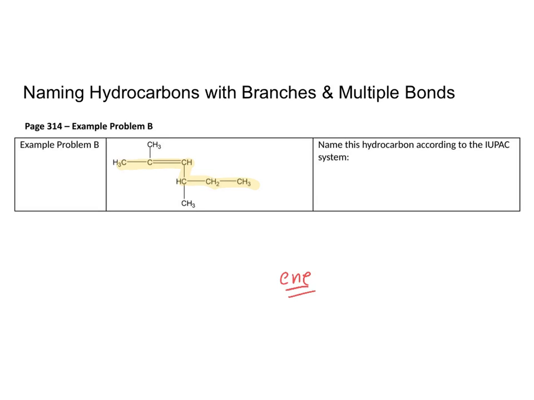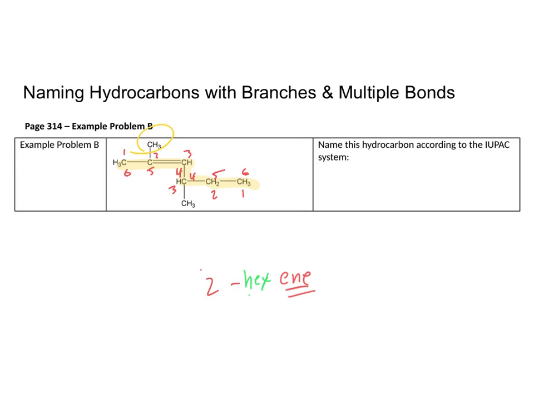So I'm going to say that the longest continuous chain is 6. So it's a hexene. We do have to tell the world where that multiple bond is. So I'm going to start counting 1, 2, 3, 4, 5, 6, or 1, 2, 3, 4, 5, 6. And it appears that the multiple bond is appearing between the 4th and the 5th, or the 2nd and the 3rd. So I'm going to count from left to right. So that's going to give me a 2-hexene.